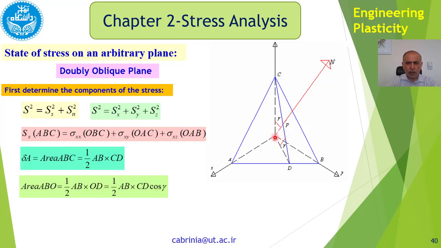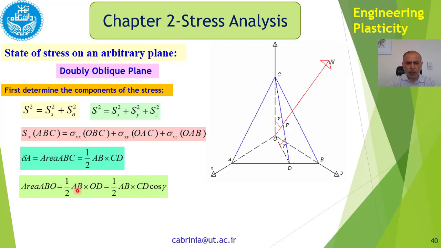And also, this z direction is perpendicular to the xy plane, and OD is in the xy plane, therefore this is perpendicular to that. Therefore, these two lines are perpendicular to these two lines, and therefore that angle is equal to that angle. Okay, so this angle is gamma. Therefore, half AB times CD is the area ABC, delta A. Okay, we got it here, and also area ABO.